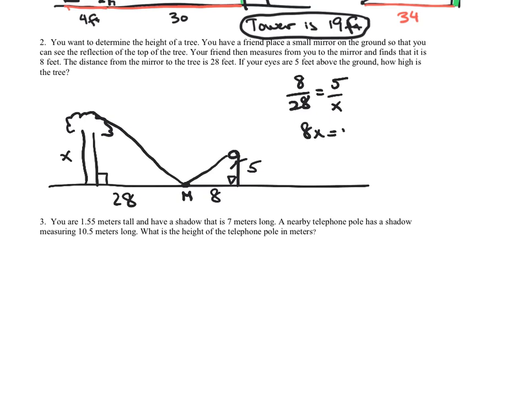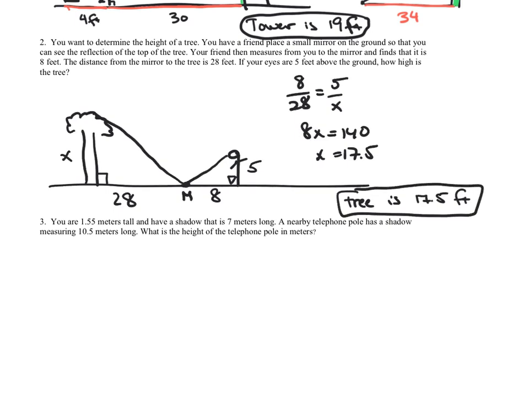Cross multiply, and get that x is 17.5. So the tree is 17.5 feet. We don't have to add anything in because we were looking directly at the top of the tree, and we don't have to, so it's going from the tree to the ground.